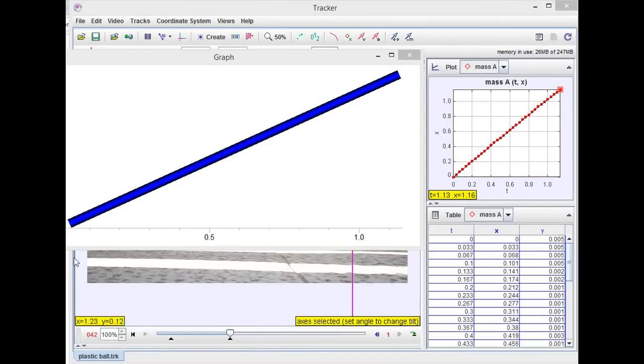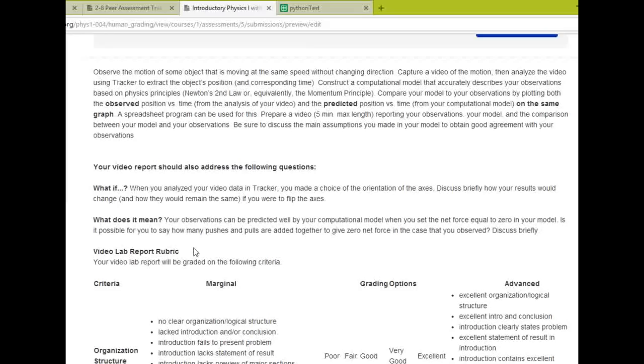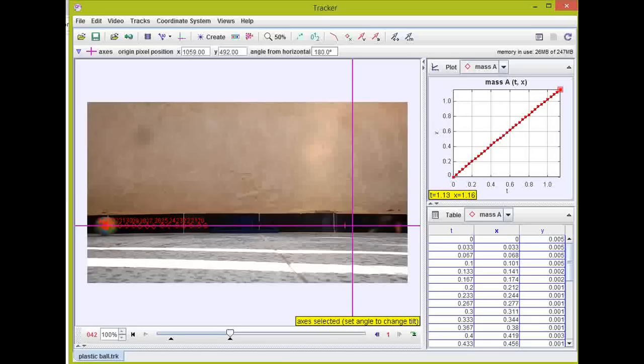And now we go to the second question. How many pushes and pulls are added together to give zero net force? Okay, now we go back to Tracker, and we've said earlier that there was some air blowing that way, and we know that there's friction coming from the ground on the ball that way in the positive direction, and this one in a negative direction, and the gravity is here, and there's the reaction of the ground here. So all these forces must add together to give zero net force.